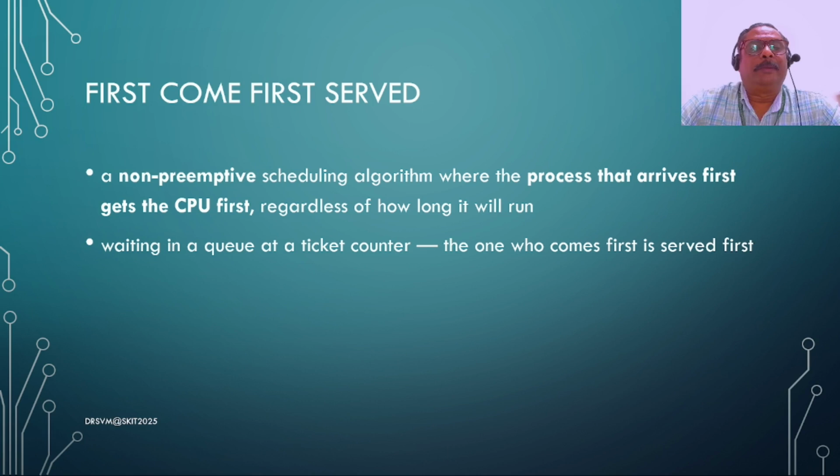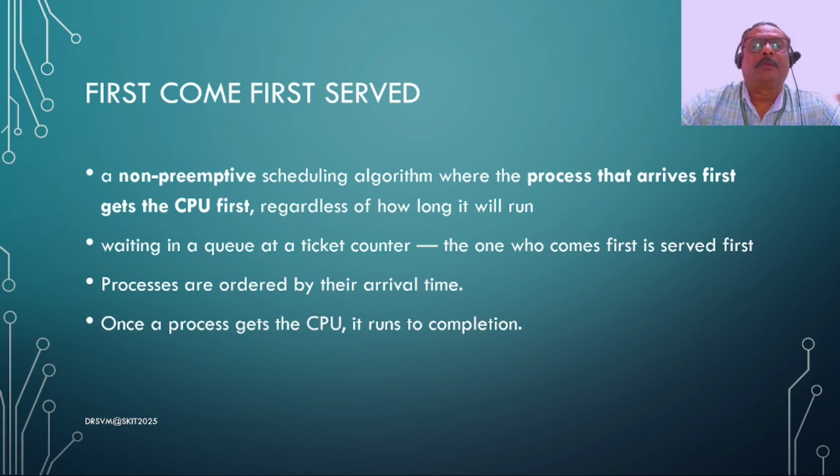The example would be a simple queue at a ticket counter. The one who comes to the counter first will get the ticket first. It doesn't matter how long a person stays at the window, the only qualification is that the one who arrived first gets the ticket first. That's it. The processes are ordered by their arrival time. It has nothing to do with the process time. Only the arrival time matters, and once a process gets the CPU, it runs to completion.